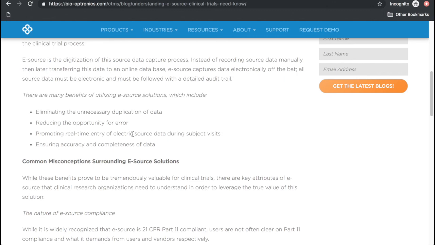So I think there's a lot of benefits to using this e-source. Of course, that potentially could change the way that data is entered into the EDC system, because now it's all electronic. That could just be pushed over essentially, or it would just be one system. The source and EDC would just be one system.